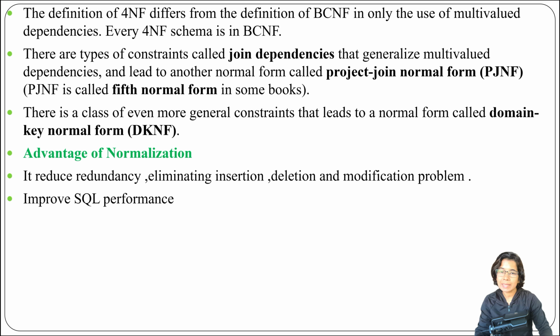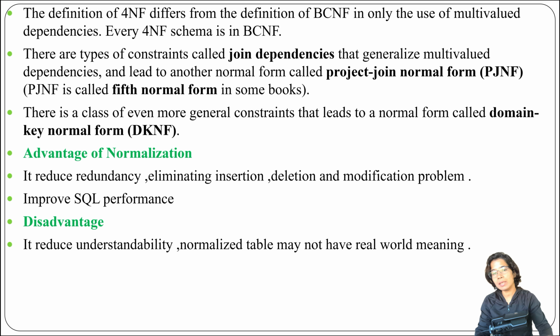But what are the disadvantages? After too many decompositions, table size becomes too small. It is difficult to understand the relation between the relation schemas. So it reduces the understandability. Normalized tables may not have real world meaning because too much normalization decreases the understandability. So we cannot understand which table is related to which table.